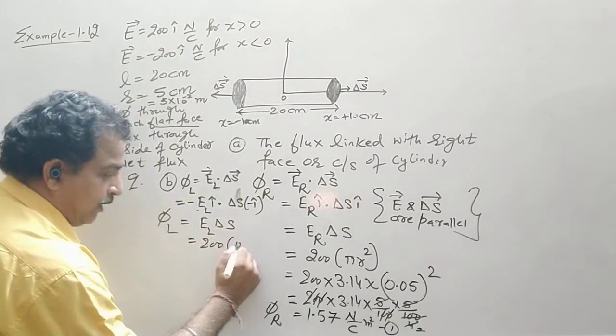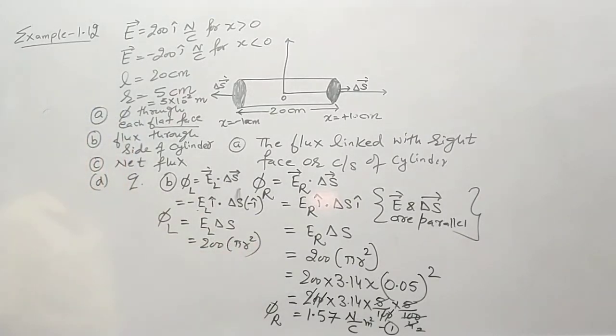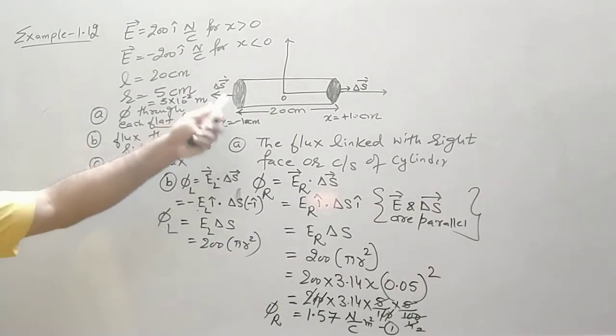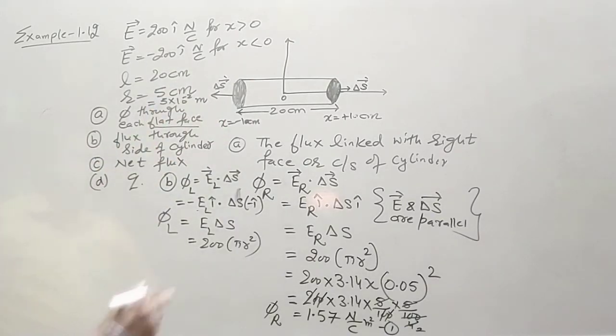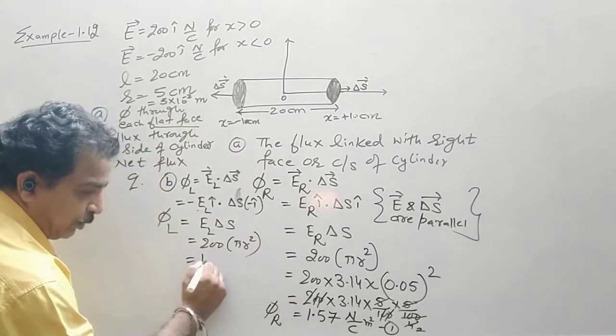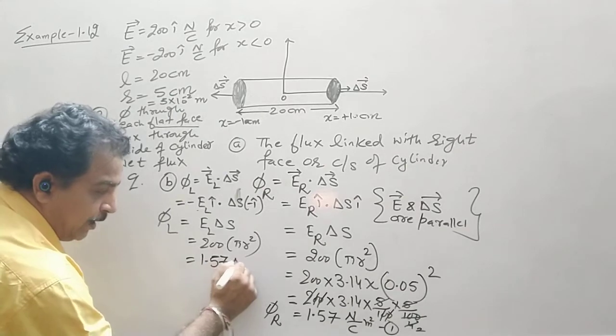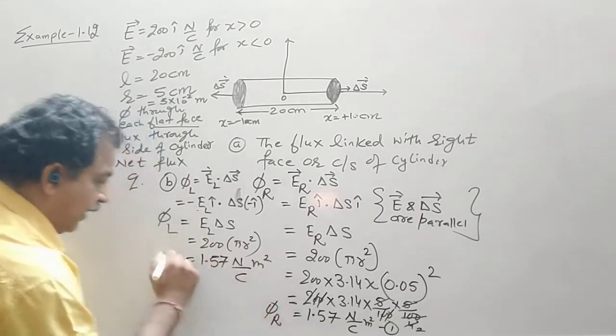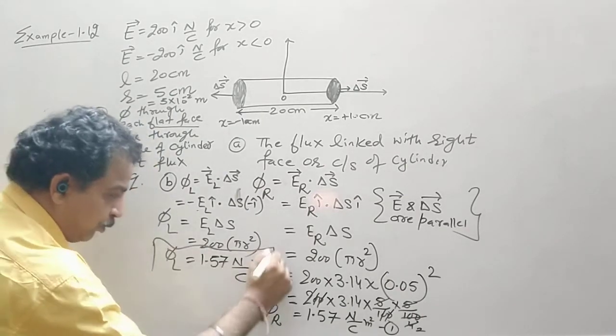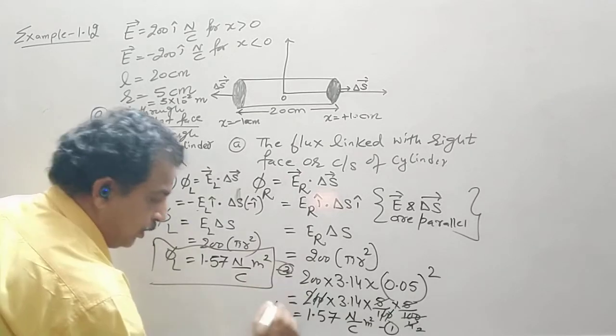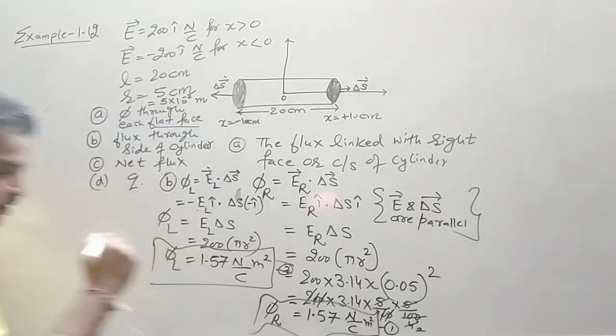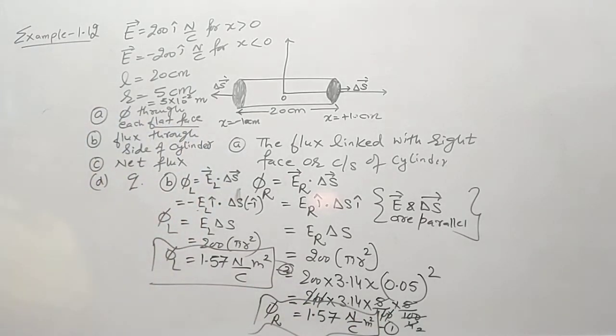Again, delta S can be written as pi r square. So the flux linked with the left face or the flat face or the cross section is same. That comes out to be 1.57 Newton per Coulomb meter square. So this is equation number 2, and this was our first equation. So the answer for the first part, each face is found.